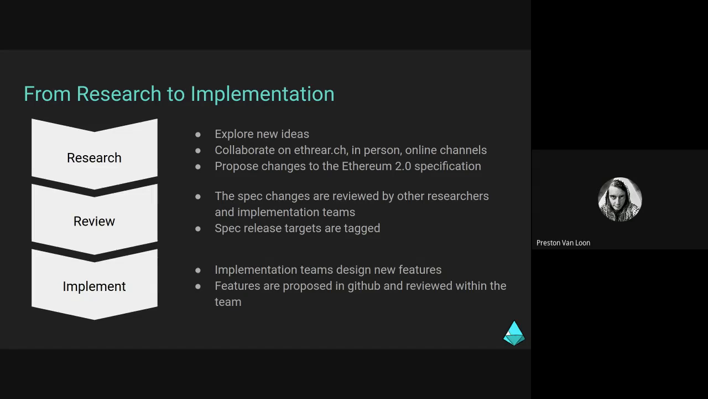So once we have a release target, we will start working on designing new features to meet that new criteria. We'll see these features come through GitHub, and everyone within the Prysmatic Labs team is reviewing our pull requests. Everything has a lot of eyes set on it, so we're making sure that we're doing everything correctly.